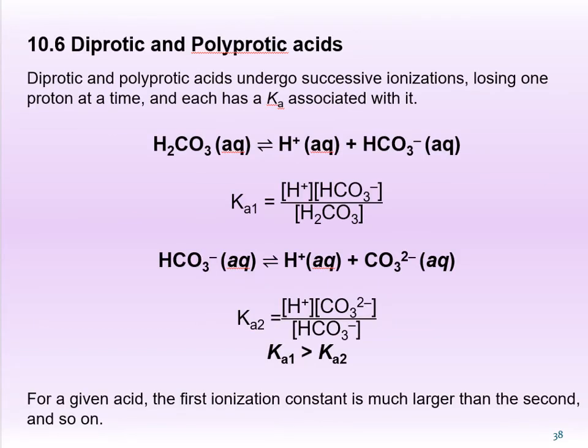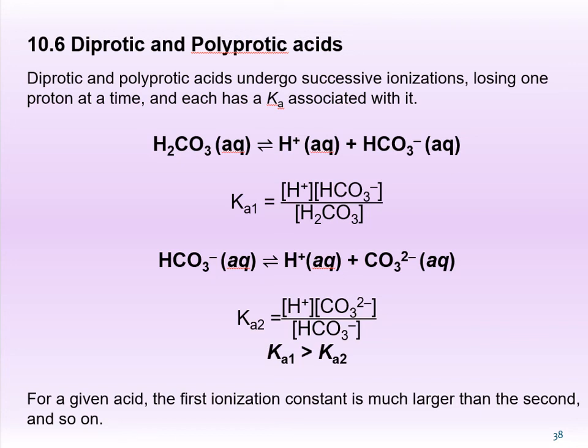Diprotic and polyprotic acids undergo successive ionizations, losing one proton at a time, with each having a Ka associated with it. The example shown here is that of weakly acidic carbonic acid. In the first stage of ionization, carbonic acid becomes hydrogen ion and hydrogen carbonate ion. Ka1 is the acid ionization constant representing this first ionization. It is hydrogen ion concentration times hydrogen carbonate ion concentration divided by carbonic acid concentration.